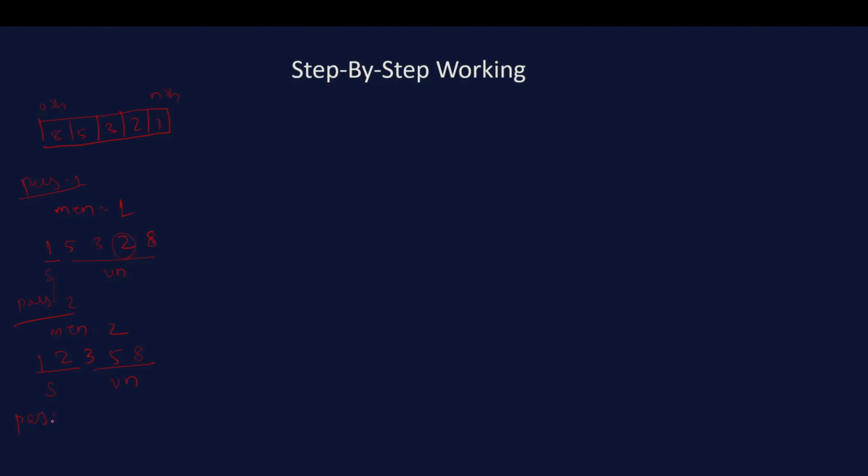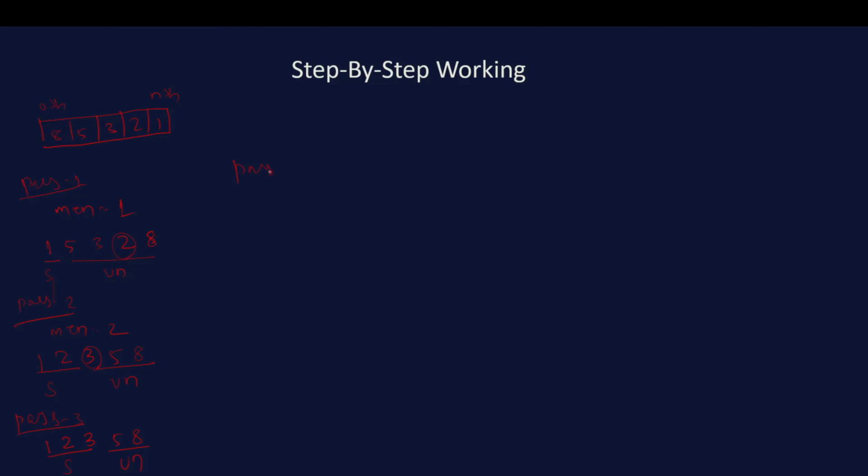Again in pass 3, I'll repeat the same thing. Here the minimum element is 3, but we don't have to swap it anyway, right? Because it is already in the correct position. So 1, 2, 3, 5, 8. So this is now sorted and this is unsorted.